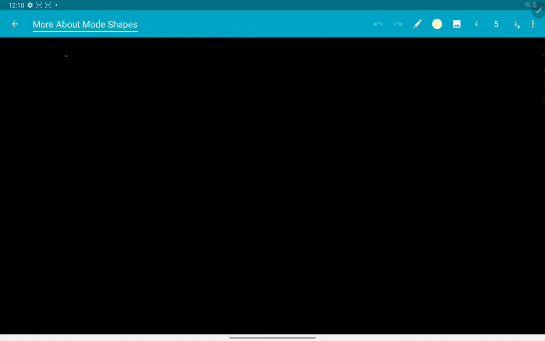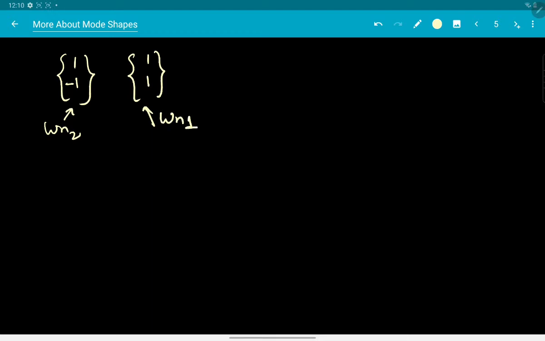Let's say we have arrived at the mode shapes. What are the mode shapes that you have derived? Mode shape number 2 is 1, minus 1, and the first mode shape is 1, 1, right? Let's say omega n2 is the frequency corresponding to this mode shape, and omega n1 is the frequency corresponding to this mode shape. Now let's see the mass matrix, which is m, 0, 0, m.